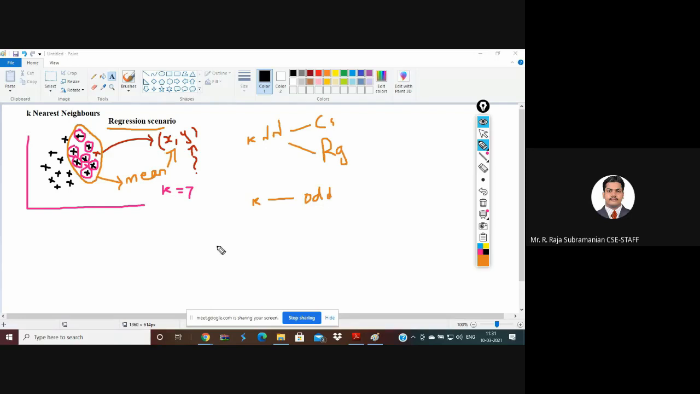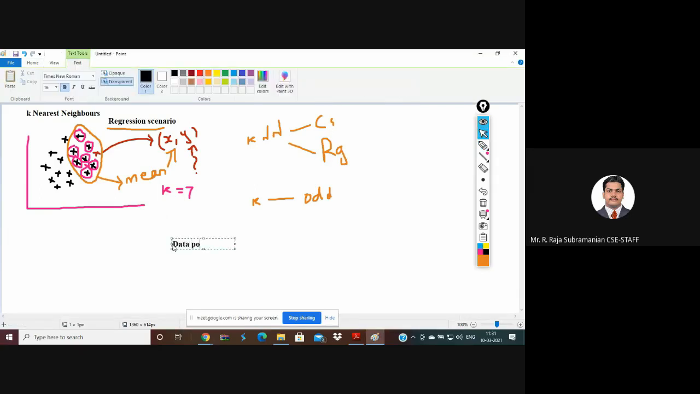Next, coming to the main thing, this k nearest neighbor will work only on numerical data items because it uses a distance metric. When it uses a distance metric, I need the data points to be numeric, right? So data points in KNN need to be numeric. So that is actually the thing.